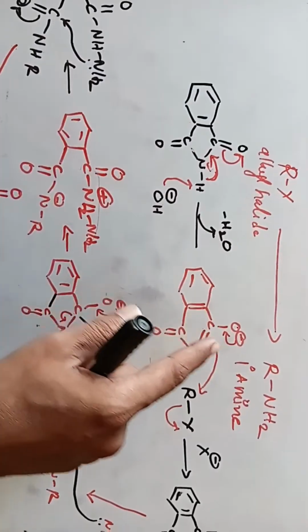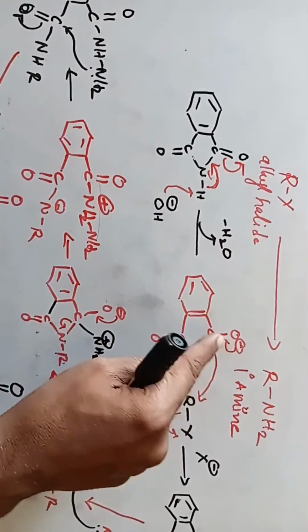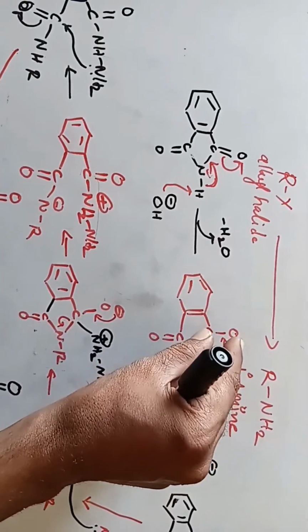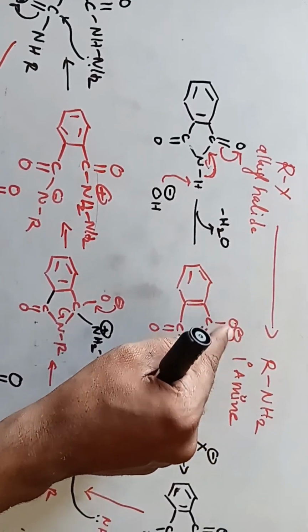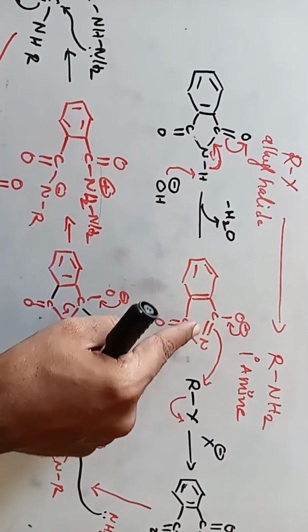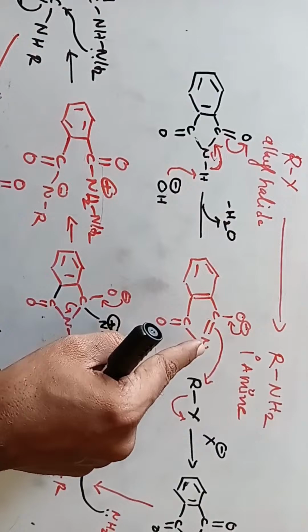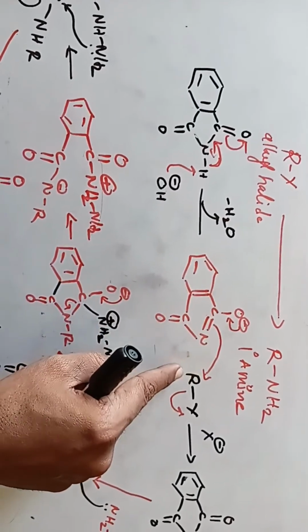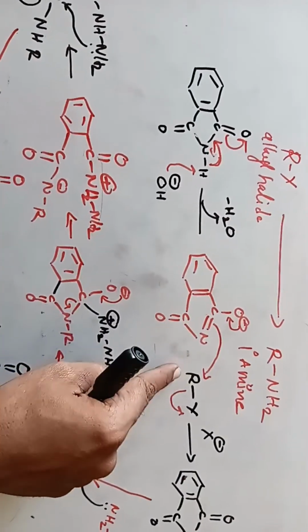Now if you see this oxygen, which has a negative charge, it can again share its electrons with the carbon. A double bond can be formed. Already four valencies, so the pi bond will be broken. The electrons will shift towards nitrogen, and the negatively charged nitrogen can easily attack this carbon of the alkyl group.